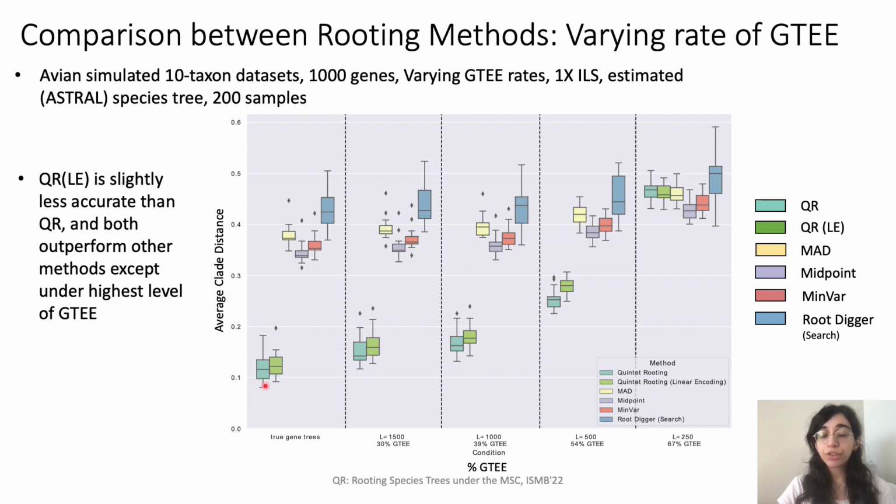The trends show that QR with all quintets has lower error than QR with a linear encoding, but they generally have very close error, and they both outperform other methods, except in a model condition that has the highest rate of gene tree estimation error, where they are in the middle of the pack. And the distance-based methods appear to be better than RootDigger in all model conditions in this dataset, with midpoint rooting slightly outperforming the other 2. And we can also see that QR is more affected by gene tree estimation error than the other methods.